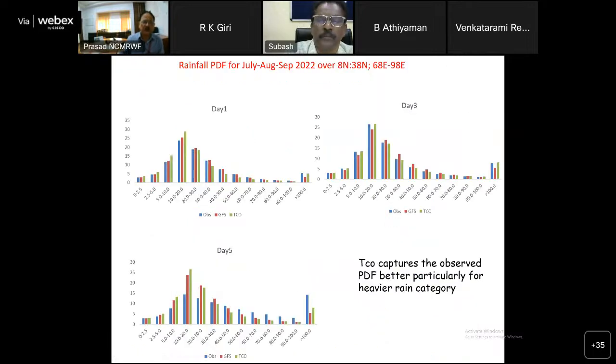This shows the comparison between the TCO grid and T1534. We can see the forecast from the newly developed model is capturing the probability distribution for day one almost equal or better than the GFS system that is operational at present. So it gives the confidence that we can go to a 6 kilometer model in the near future.